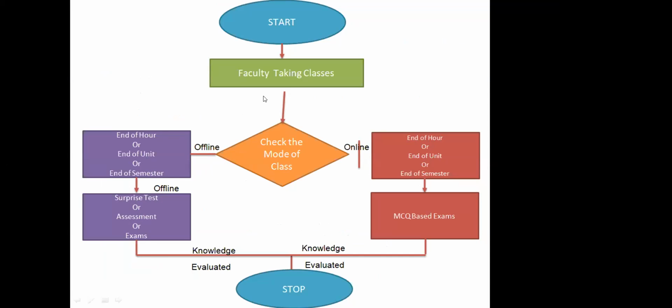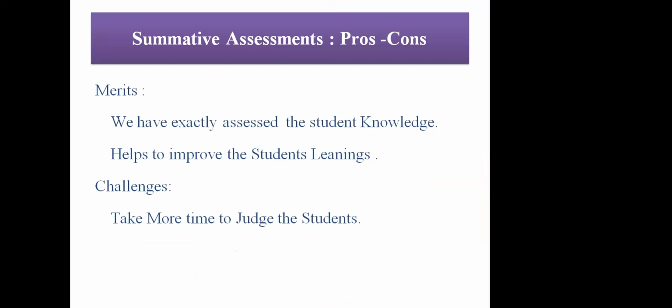Suppose the teacher is taking the class in online mode, at the end of the hour, at the end of the unit, at the end of the semester, use the MCQ button. The faculty will evaluate the students' performance. This is called summative assessment. Then here also some merits are available, some demerits are available. Merits: we can exactly assess the students' knowledge, and it helps to improve the students' learning capacity. The drawback is that it takes more time to judge the students. So that is the drawback of summative assessment.